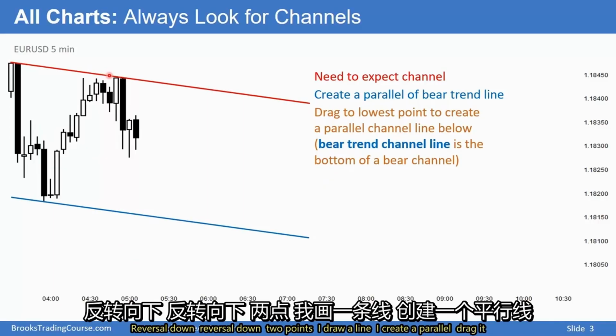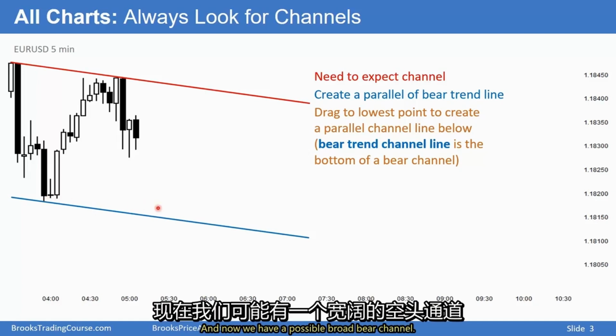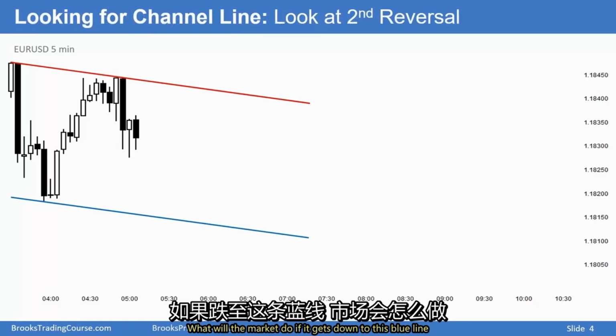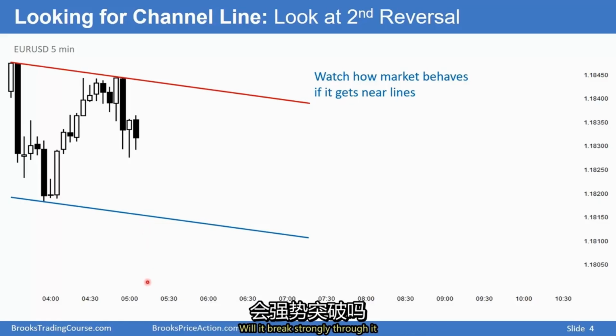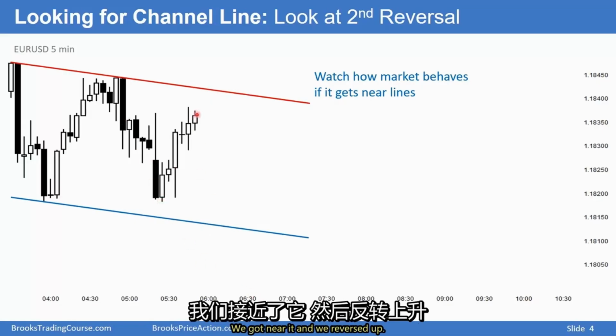Reversal down, 2 points. I draw a line, I create a parallel, drag it to the lowest point in between. And now we have a possible broad bear channel. What will the market do if it gets down to this blue line? Will it break strongly through it? Will it bounce up and test the upper line? We got near it and we reversed up.